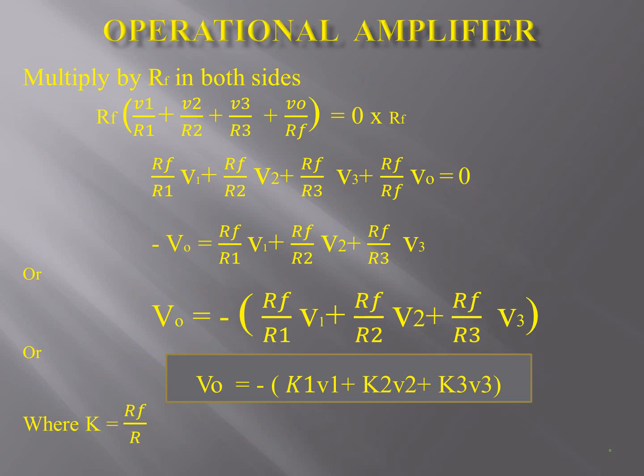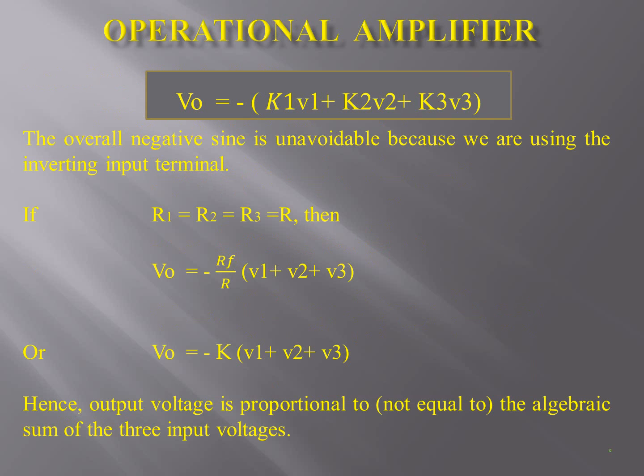0. Multiplying by RF on both sides, when we multiply we get this value, and after calculation we get the value V0 is equal to minus of (K1 V1 plus K2 V2 plus K3 V3), where K is equal to RF upon R. The overall negative sign is unavoidable because we are using the inverting input terminal. If R1 is equal to R2 is equal to R3 is equal to R, then V0 is equal to minus of RF upon R into (V1 plus V2 plus V3), or V output is equal to minus of K (V1 plus V2 plus V3).